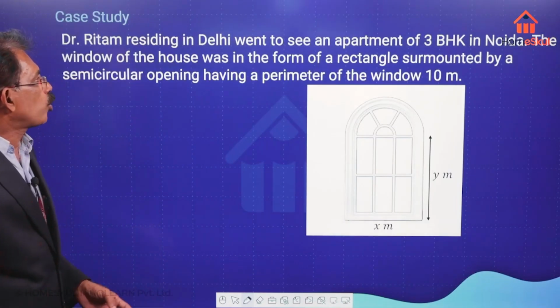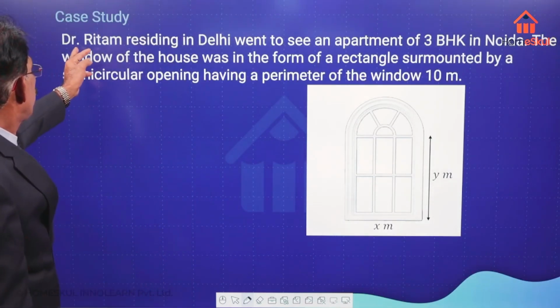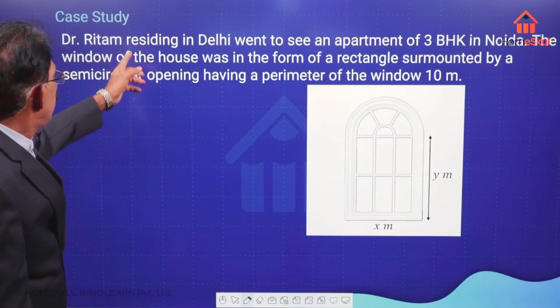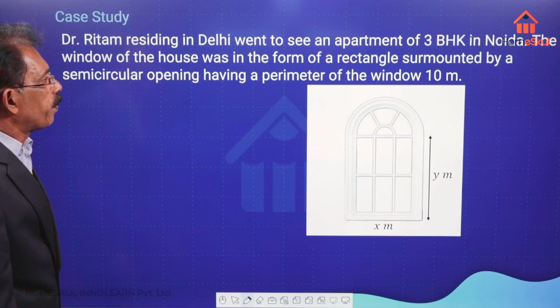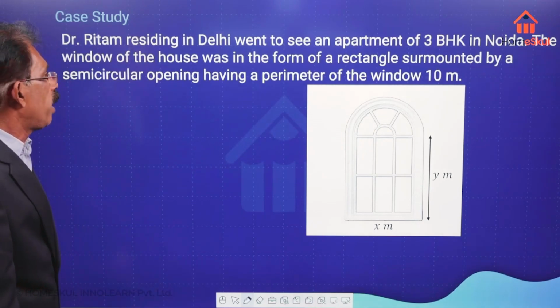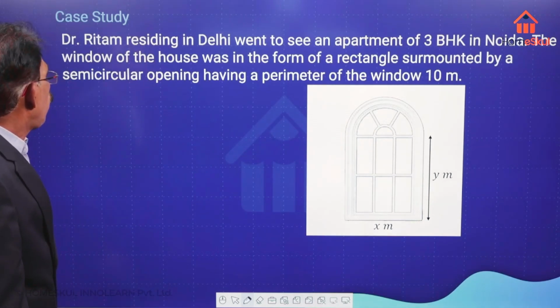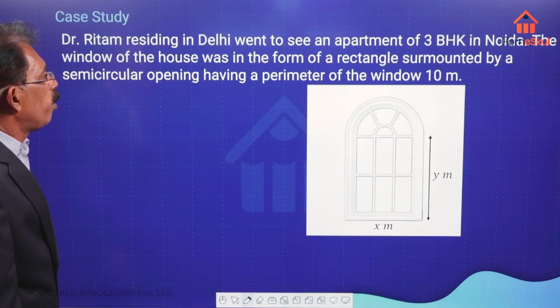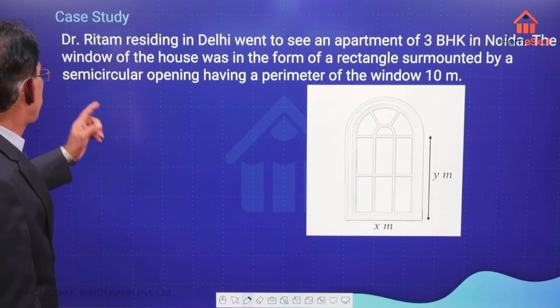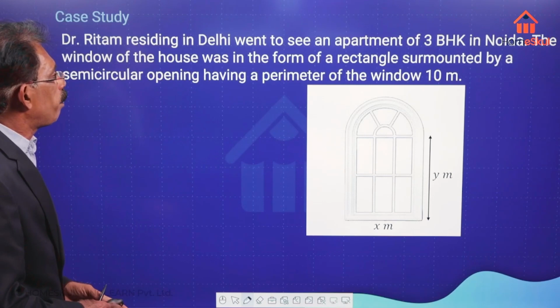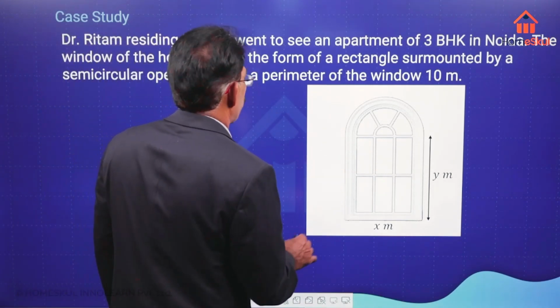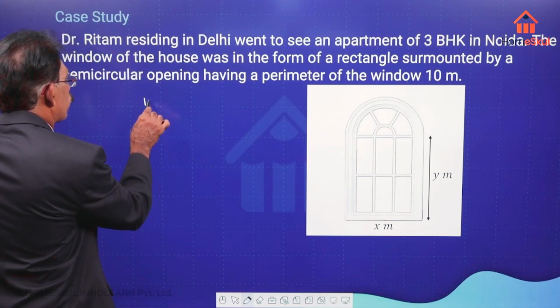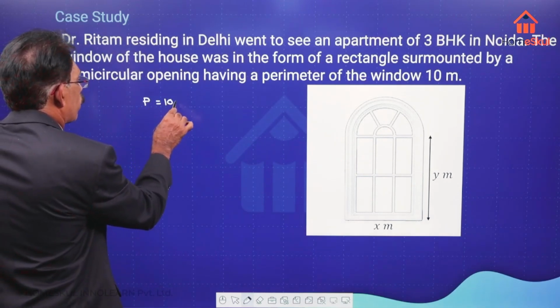Okay, there is a case study. So, Dr. Rhythm, residing in Delhi, went to see a 3 BHK apartment in Noida. The window of the house was in the form of a rectangle surrounded by a semicircular opening, having a perimeter of the window of 10 meter. Perimeter is 10 meter. P is equal to 10 meter, isn't it? P is equal to 10 meter.